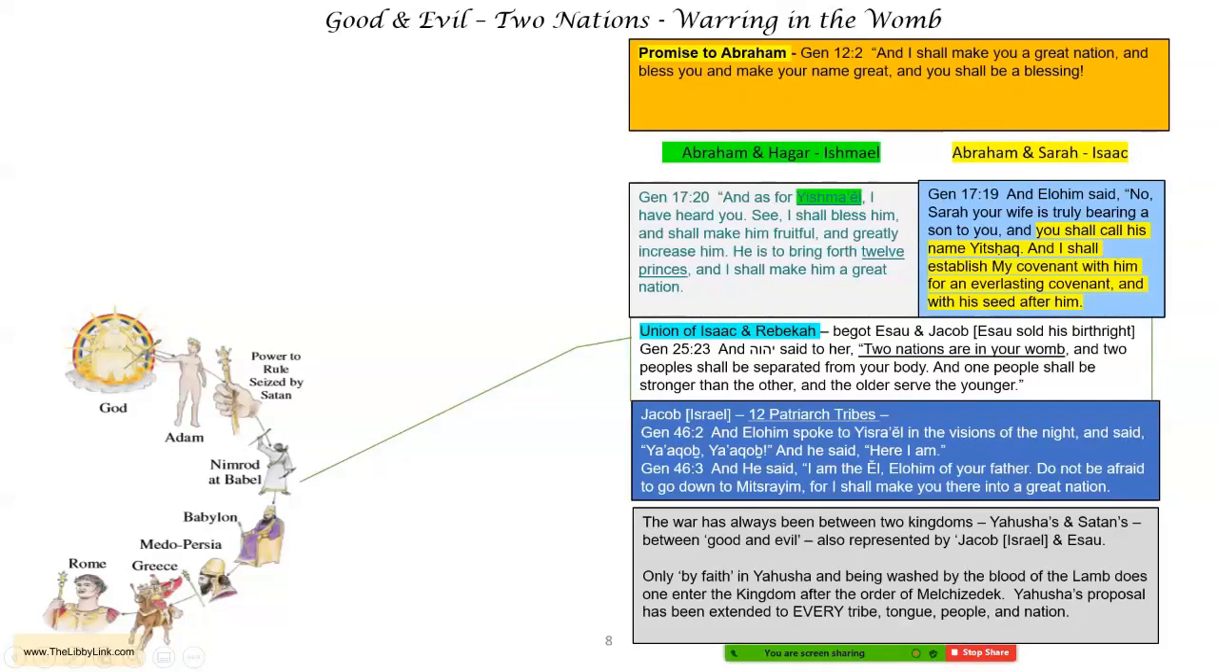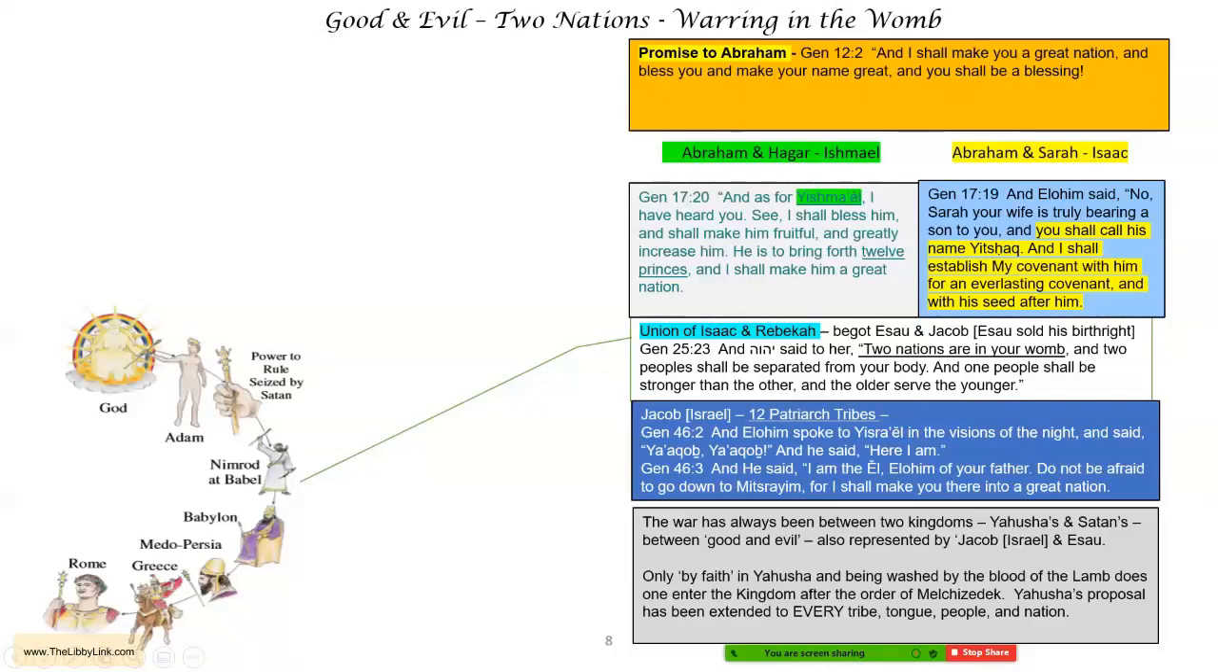Now, Abraham and Sarah had Isaac in Genesis 17:19, very important. And Elohim said, because Abraham was thinking he would be blessed through Ishmael, and Yahweh told him, no, Sarah, your wife, is truly bearing a son to you, and you shall call his name Isaac, and I shall establish my covenant with him for an everlasting covenant, and with his seed after him.